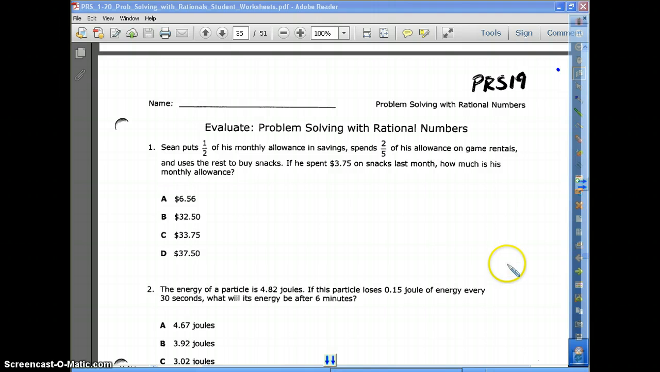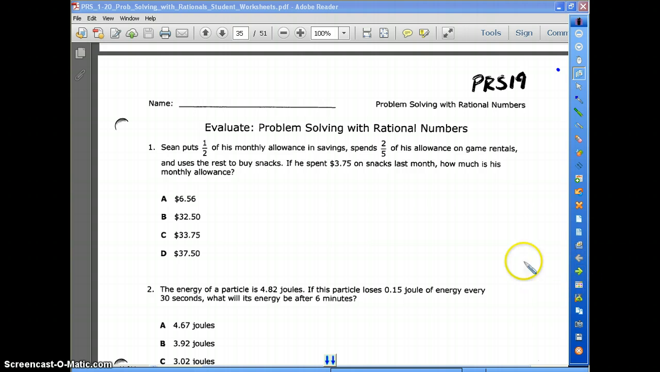I wanted to give you some hints on this take-home quiz, this evaluate problem solving with rationals. This is so important that you guys do this, especially the first four, because the lady that writes these questions is the same lady that writes your STAR test. And so these multi-step questions are what you can expect on STAR. So if we get you ready for these kind of questions now, you're going to be good when we take the STAR test in April, okay?